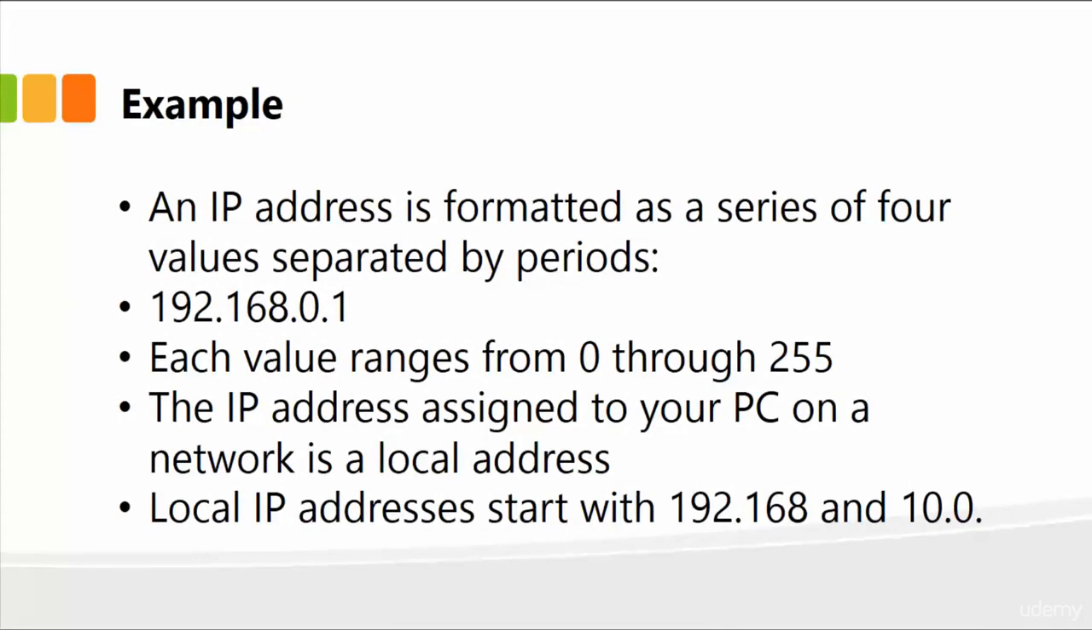So here's an example. An IP address is formatted as just a series of 4 values separated by periods. So 192.168.0.1. So you're probably thinking, how am I going to know what these numbers are? Which numbers can I use? So each value can range from 0 through 255. The IP address assigned to your personal computer or your laptop on a network is called a local address. So the local IP address can start with 192.168 and it can start with 10.0 and so on.